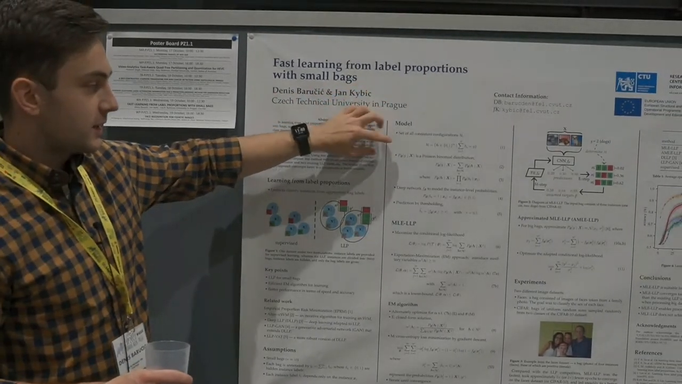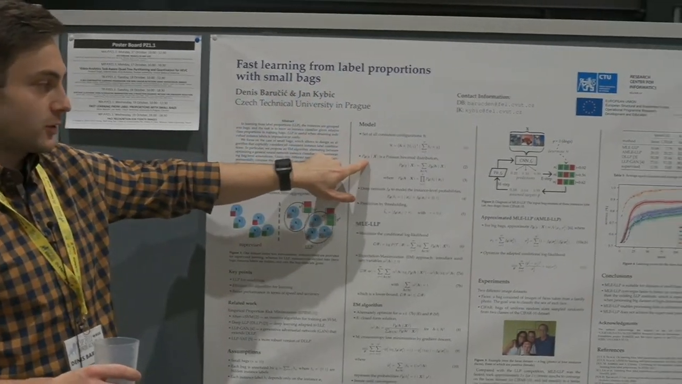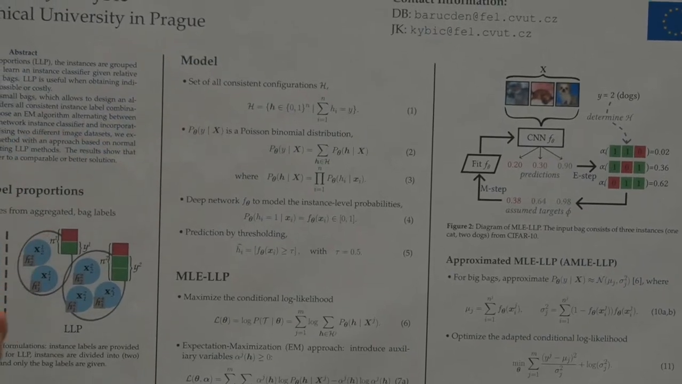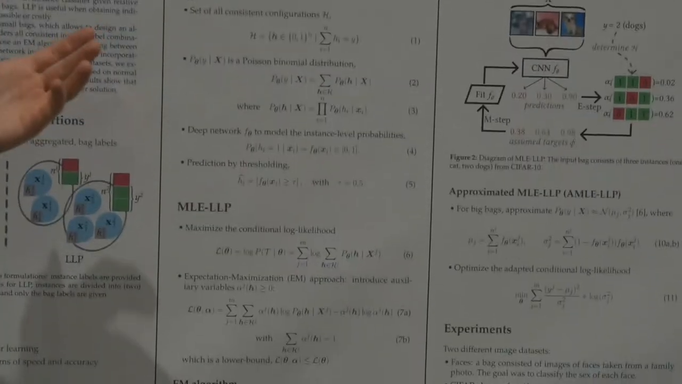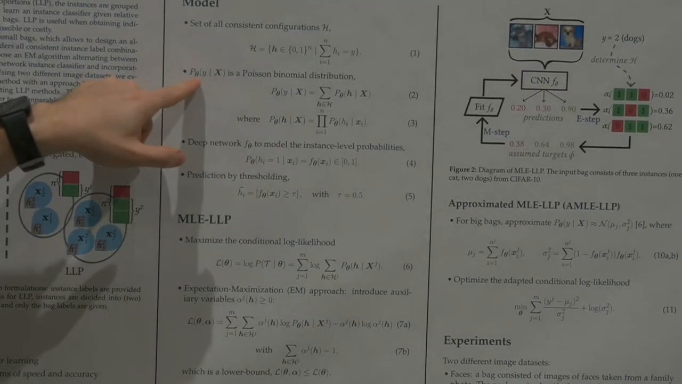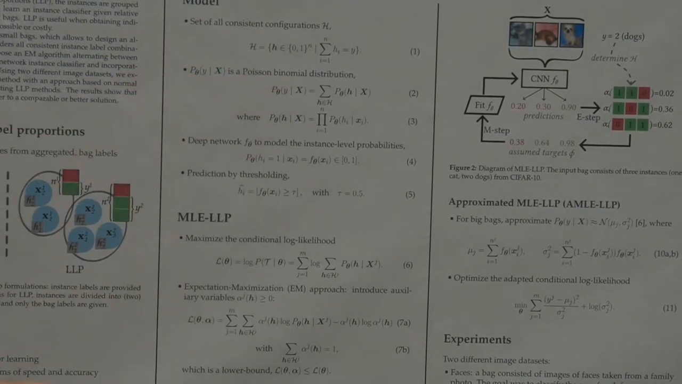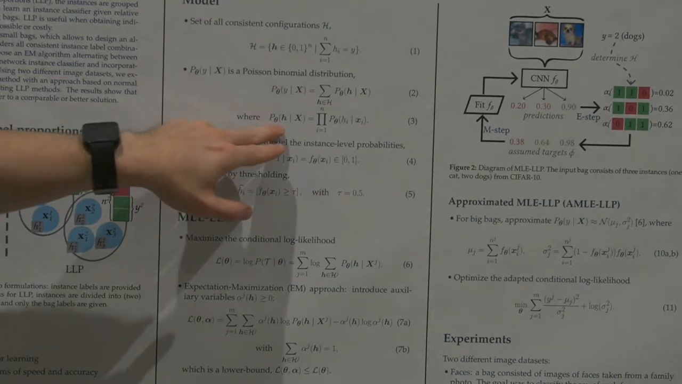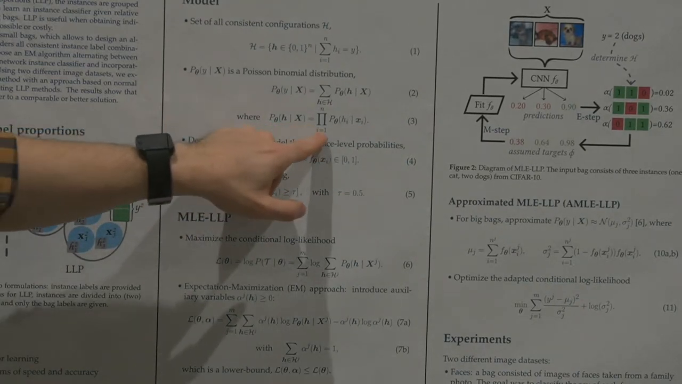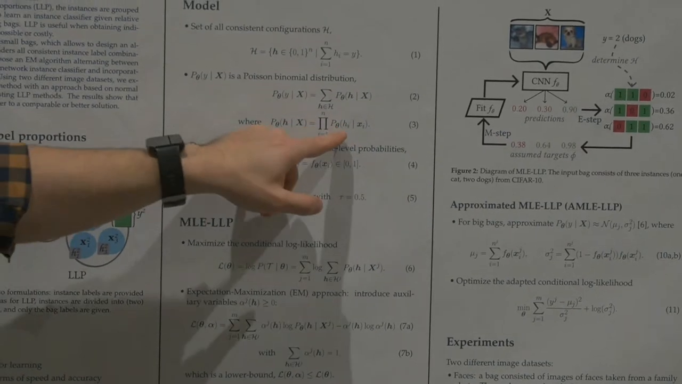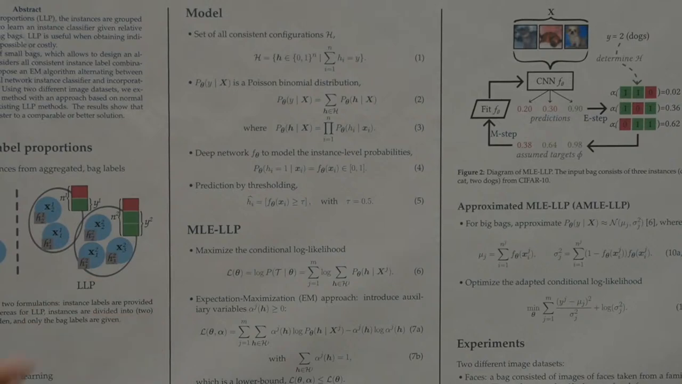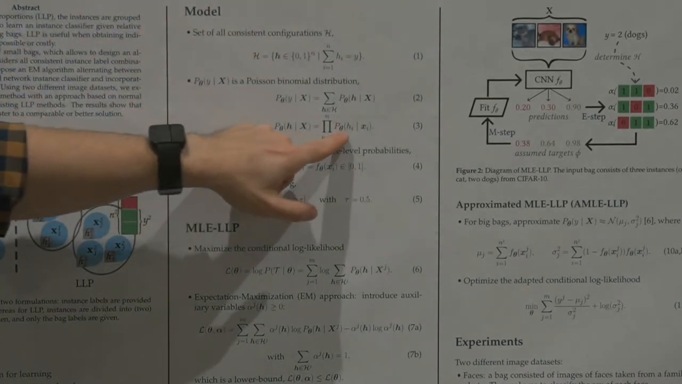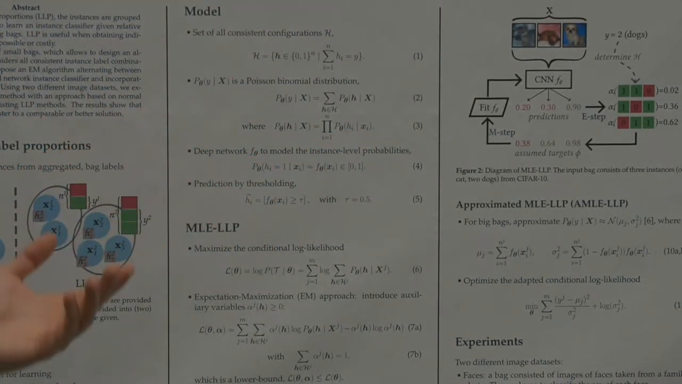And this leads to a posterior distribution, where y is the number of positive instances and x is the collection of all instances. You can imagine it being a sequence of images, for example. This posterior distribution turns out to be a Poisson binomial distribution, which is just the sum of probabilities of all individual labelings. And the probability of one labeling amounts to this product over all individual hidden instance labels conditioned on the individual instances. And we decided to model this probability using a deep neural network.